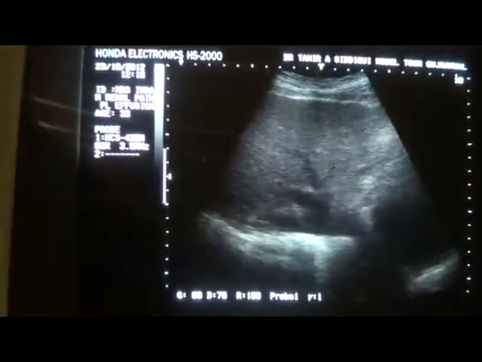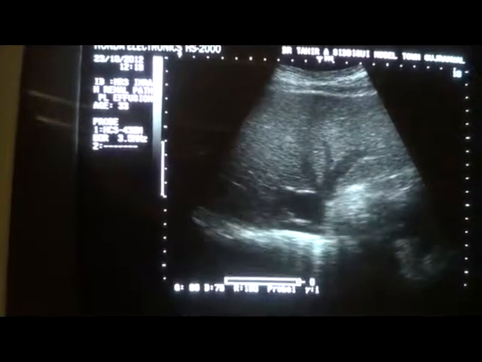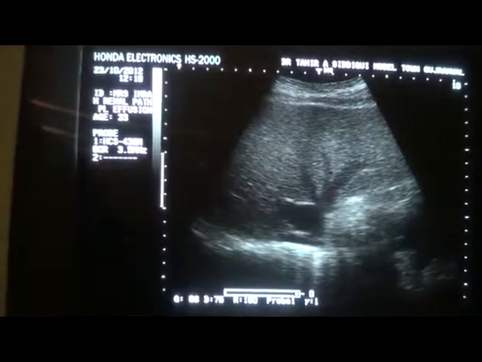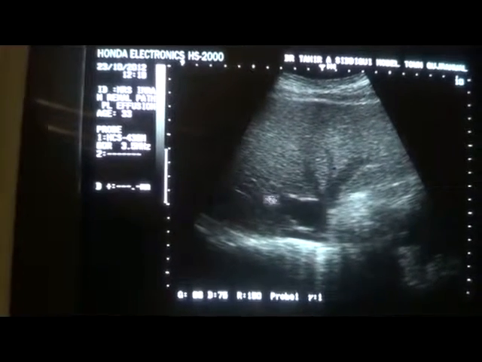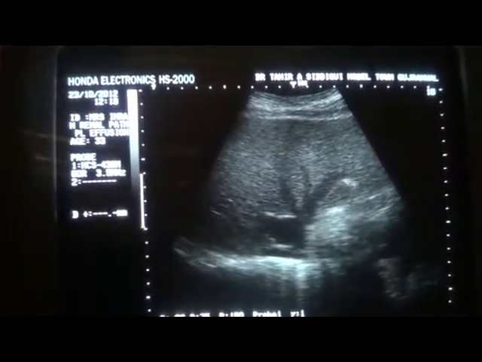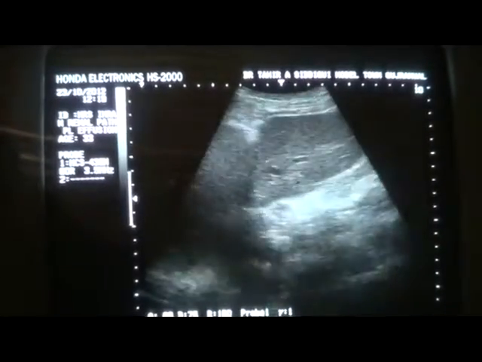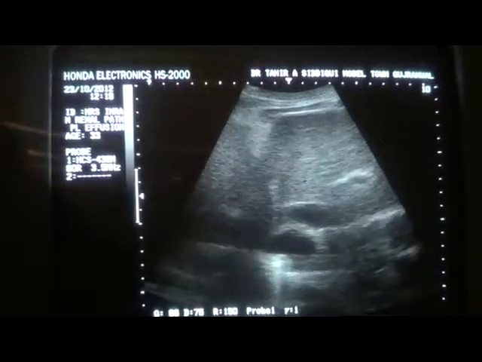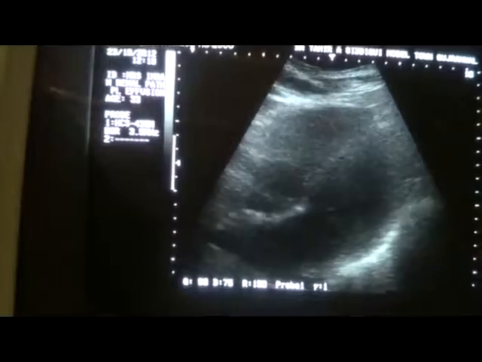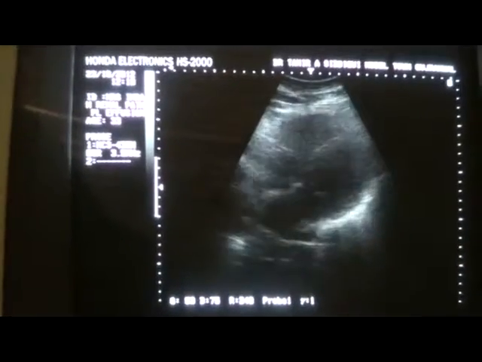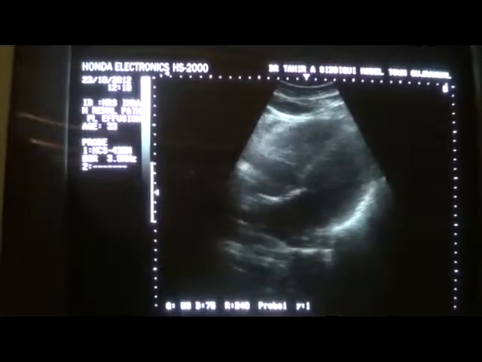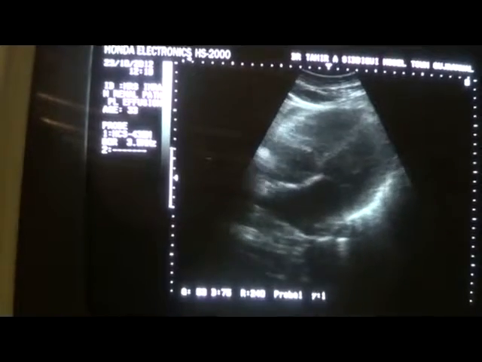You see that the hepatic veins are dilated. This is the right hepatic vein, the middle hepatic vein, the left hepatic vein, and the IVC is not dilated, though the subcostal view of the heart does show dilation of all the chambers of the heart.